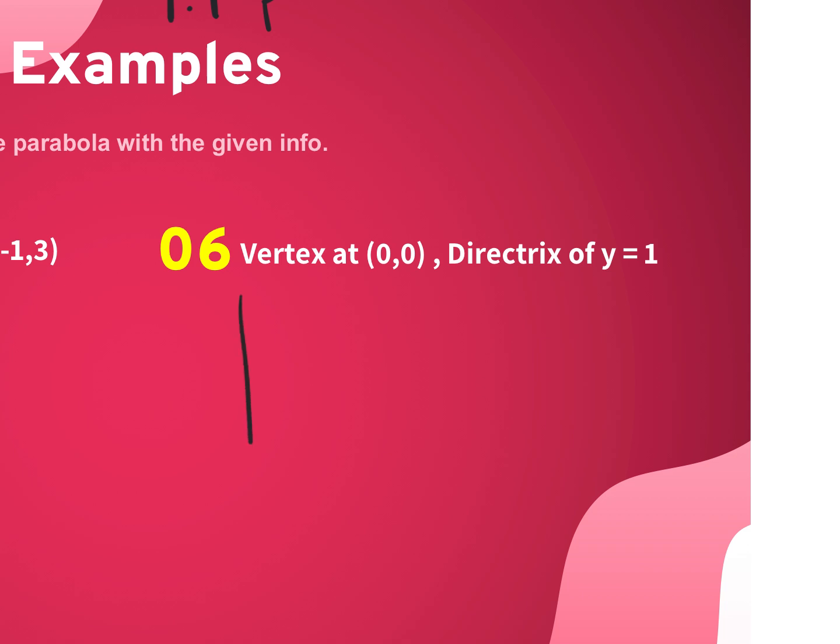Our vertex is at 0, 0, so let's graph it. And our directrix is y equals 1. So y equals 1 means that it's going to go through the y-axis at 1. So our line's going to go through here. Our graph opens in the direction away from the directrix, so it opens this way. Since it opens down, we know that it's going to be an x squared graph.